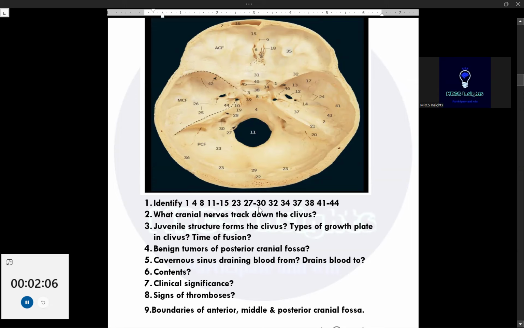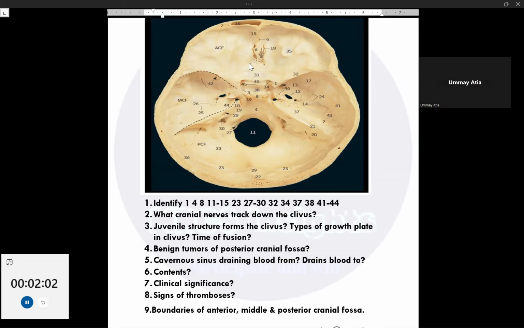Now tell me the boundaries of the anterior cranial fossa. The anterior cranial fossa is bounded in front by the frontal bone, and behind by the tuberculum sellae and the lesser wing of the sphenoid bone. Actually, I wanted to say the lesser wing. No problem.